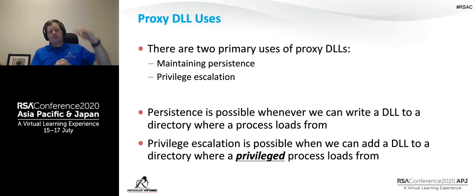Now, this really ramps it up a notch. If we can find a program that executes in a privileged context, right? A privileged context, meaning it's running as system or a service account or administrator or whatever the case is. If we can then write a DLL to the directory where that executable runs from, that means we can gain privilege escalation rather than just persistence, right? So now we're basically persisting as a privileged user from an unprivileged context.